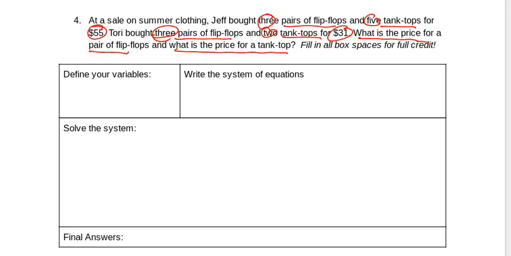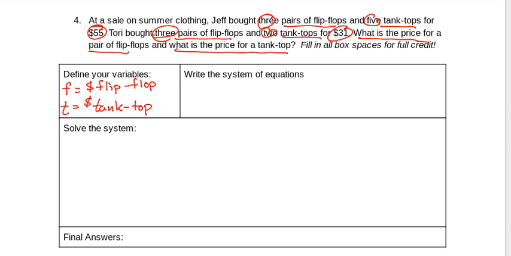So I'm going to use F to be the price of the flip-flops. And I'm going to go ahead and use T to be the price of the tank top. Now be careful with T. Don't make it look like your plus sign. And I'm actually going to have 2 equations, one for Jeff's purchases and one for Tori's purchases.